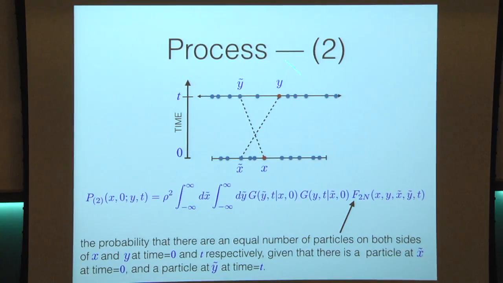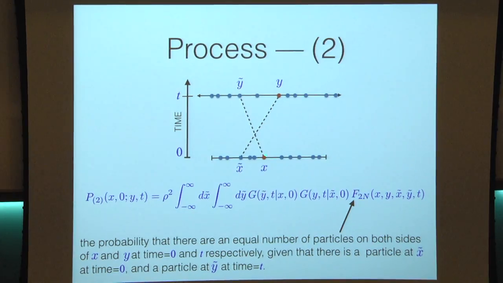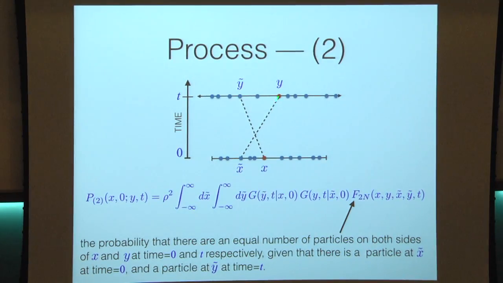Similarly, process two is similar. Here I choose two particles, so that is rho squared. Then one particle goes from here to here, and one particle goes from there to there, so there are two propagators. And then there is this probability which ensures that there are n particles on this side and n particles on that side at the initial time, and n particles on the left of the red particle and n on the right at the final time. So that's all. This probability again I have to compute.